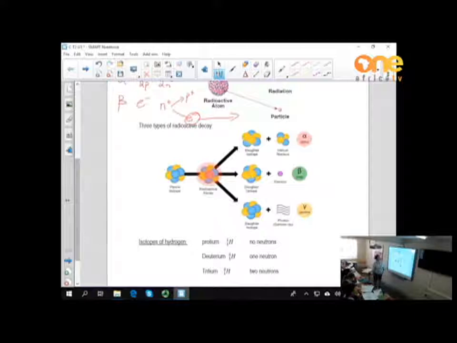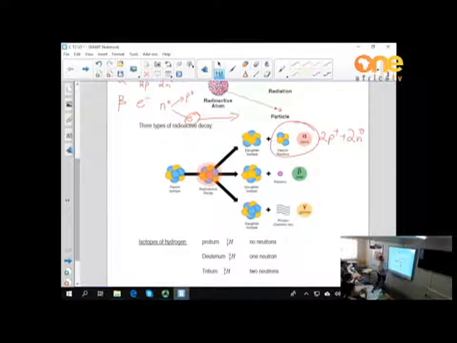Three types of radioactive decay. Here we have alpha decay. They talk about a helium nucleus, which consists of two protons and two neutrons. If you look on the periodic table, helium's atomic number is 2, the mass number is 4. So they say a helium nucleus is shot out without the electrons on the outside. Normally helium has two protons, two neutrons in the nucleus with two electrons on the outside. But a helium nucleus is just two protons, two neutrons, no electrons. So a helium nucleus is shot out. That is known as alpha decay.